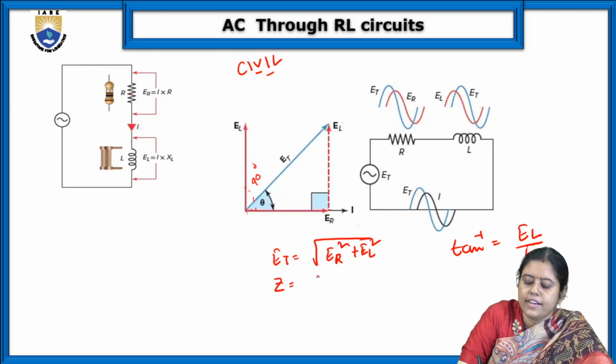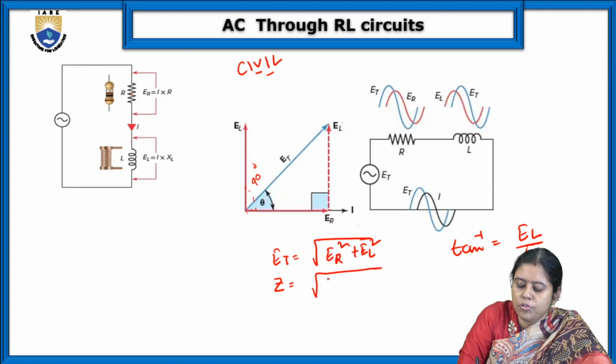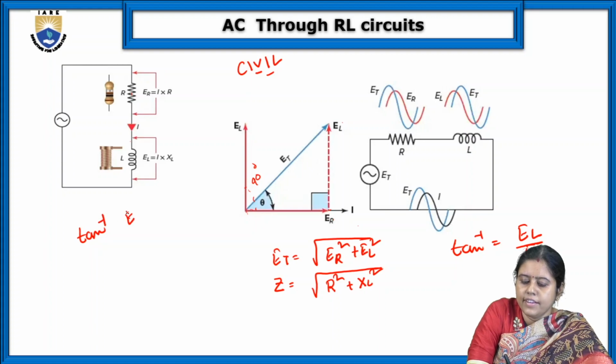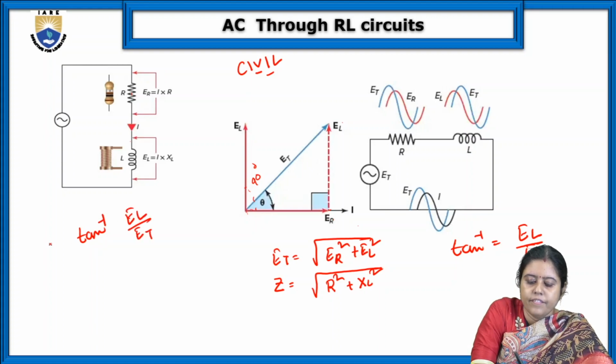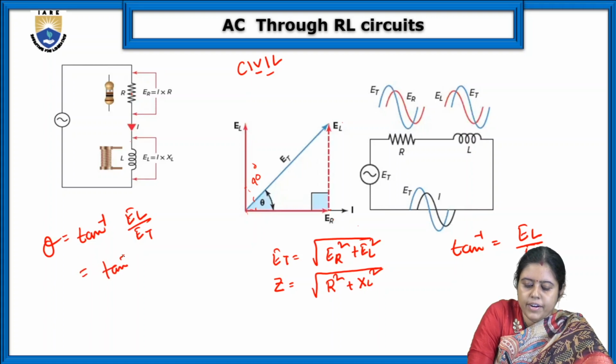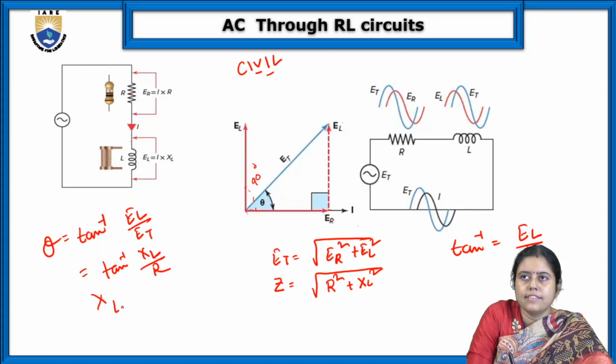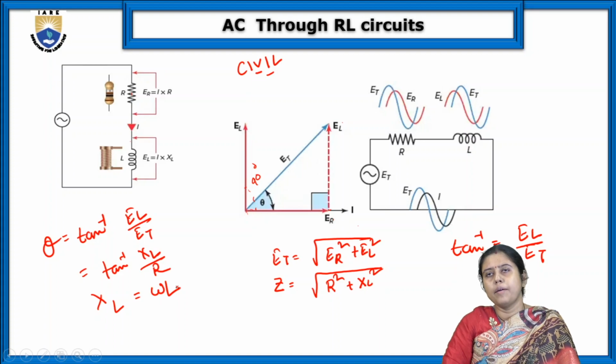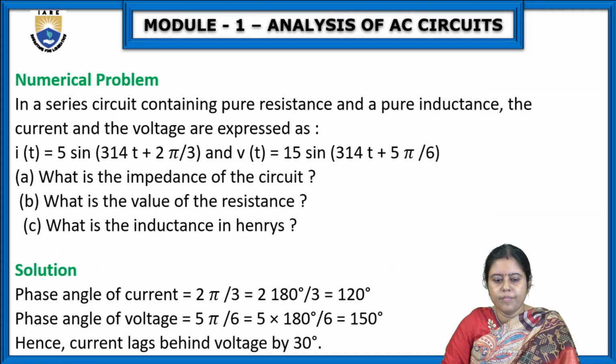So Z, the impedance, is equal to root of R square plus XL square. And what is the angle? Tan inverse of EL by ER, so it is tan inverse XL by R. And what is XL? XL is nothing but omega into L. Omega means 2 pi f, so XL is 2 pi f L.